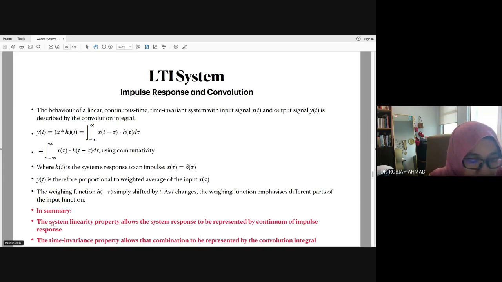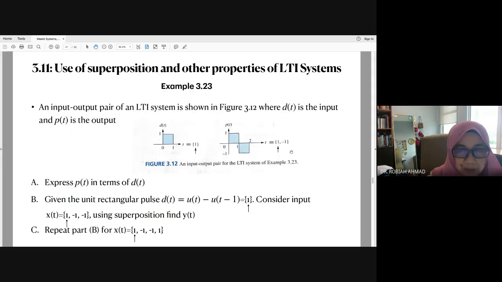Okay, in summary, the system linearity property allows the system response to be represented by continuum of impulse response, and the time invariance property allows that combination to be represented by the convolution integral. Okay, linearity tu membolehkan dia plus and then the invariance tu by the convolution integral. Okay, so that is the concept. Now let us look into the examples. Okay, use of superposition and other properties of LTI system.